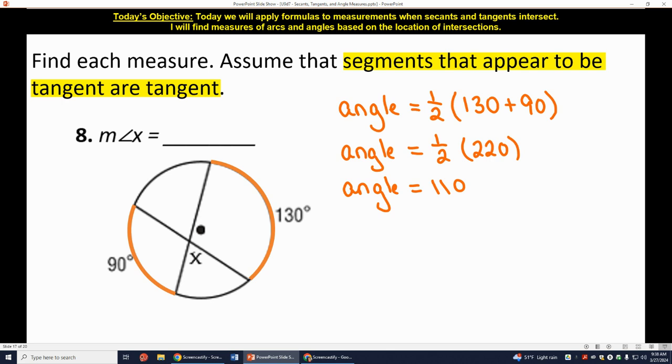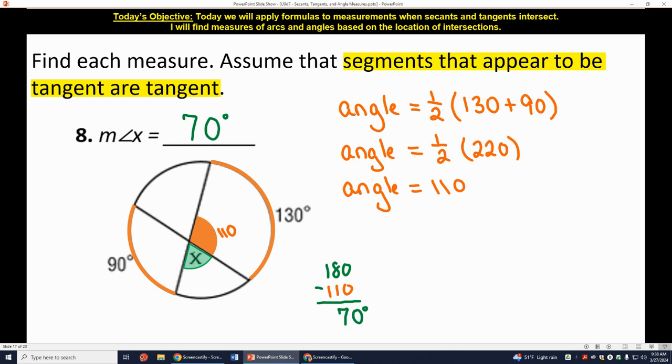If I look at those two intercepted arcs, however, the angle that goes with them is not the angle x that we were trying to find. The angle we found is the adjacent angle to the angle we were trying to find. So to find the value of angle x, I have to remember that these two angles inside the circle are a linear pair and therefore are supplementary. So 180 minus 110, the angle I was trying to find is really 70 degrees.